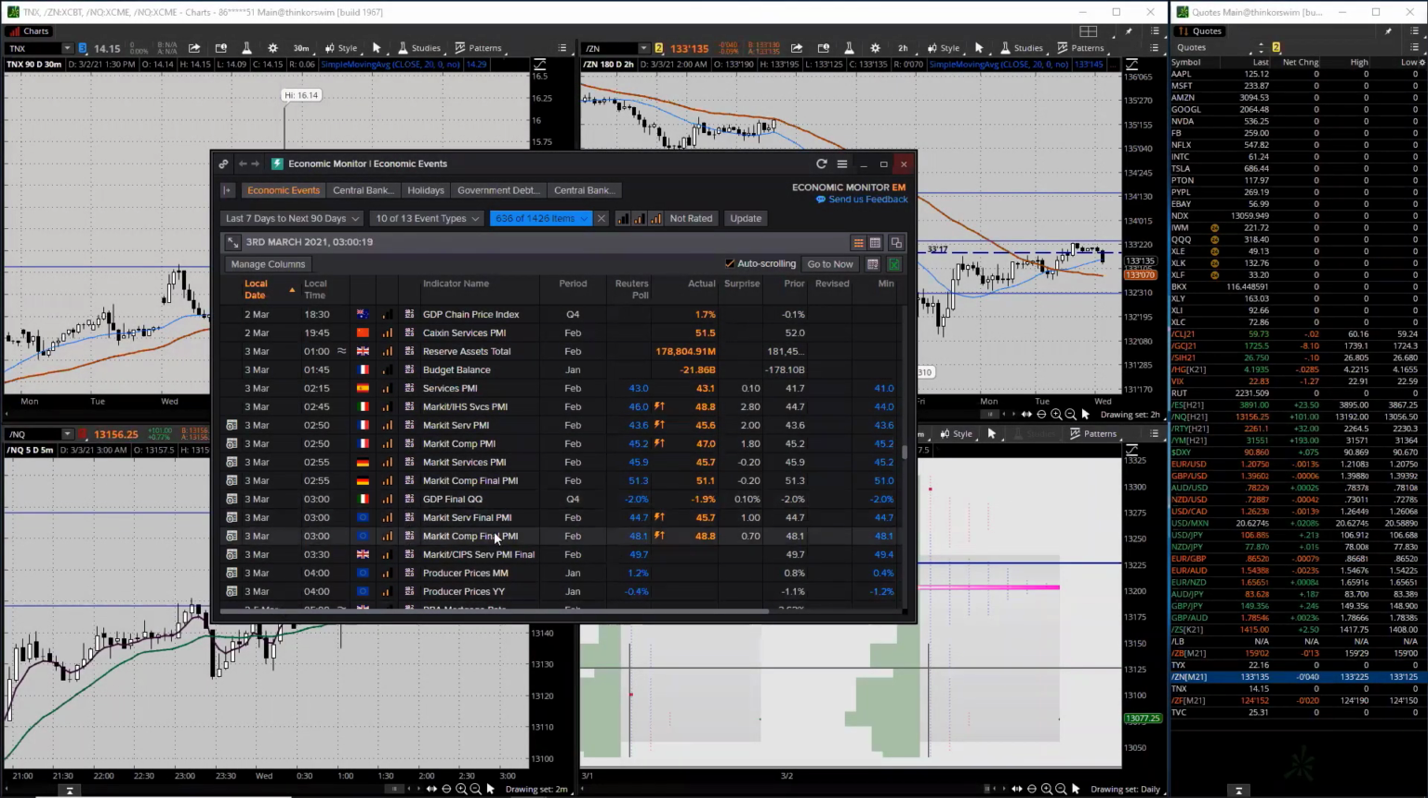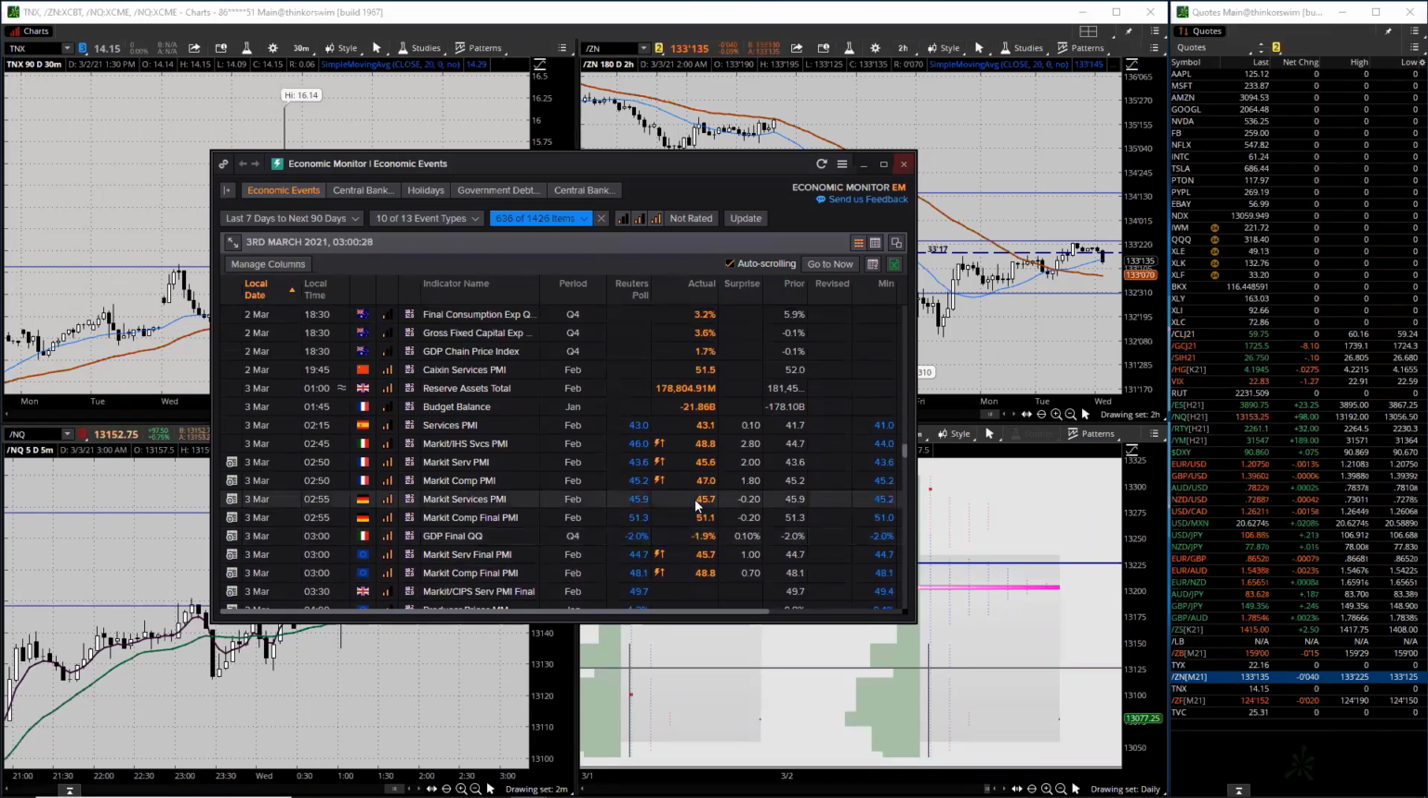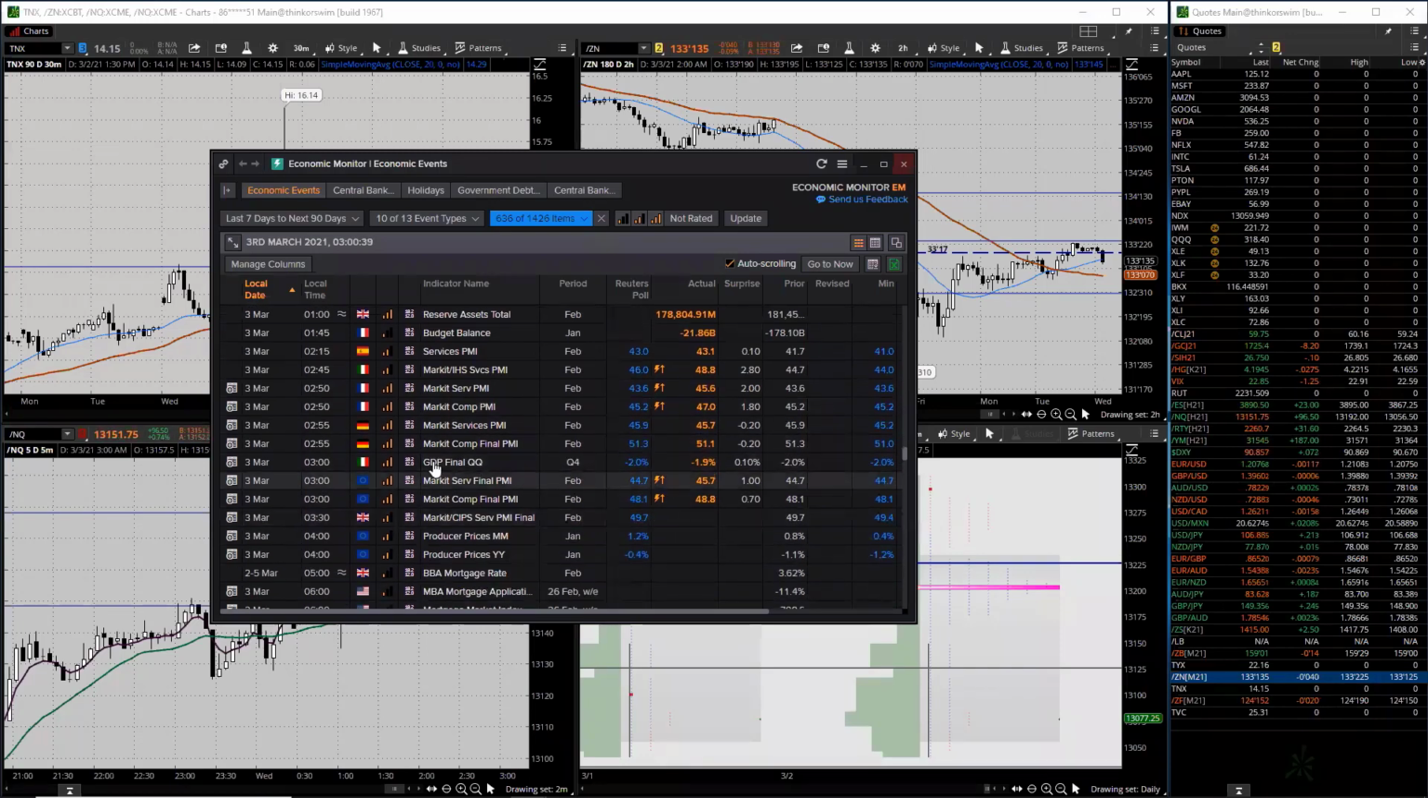We did just get these Eurozone market services final PMI numbers. They came in at 48.8, was expected 48.1 earlier. We got the French numbers coming in a little bit better than expected. German came in pretty much in line, and Italian GDP just a tad bit weaker.